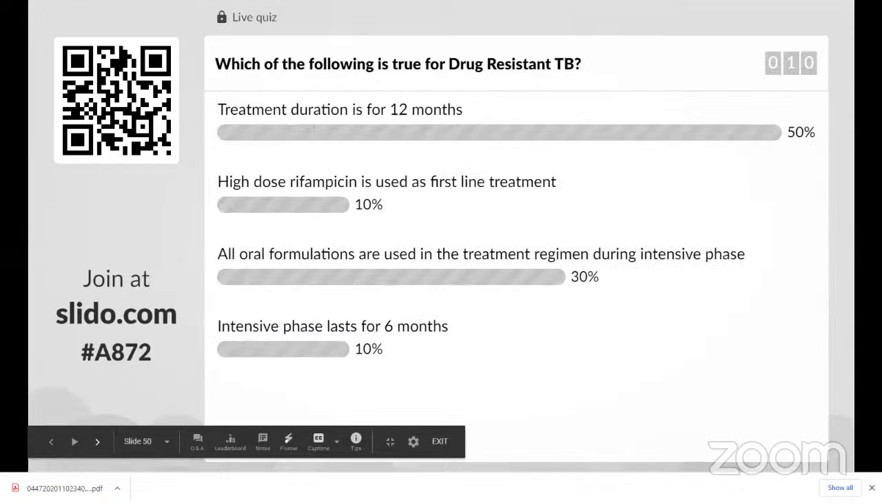50% say treatment duration is 12 months, which probably is not a correct answer, because even in CNS tuberculosis, which is because of sensitive drugs, many of us tend to treat for more than 12 months. The correct answer is intensive phase lasts for 6 months.